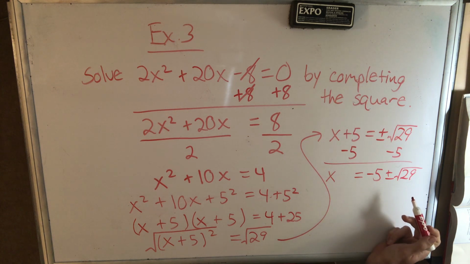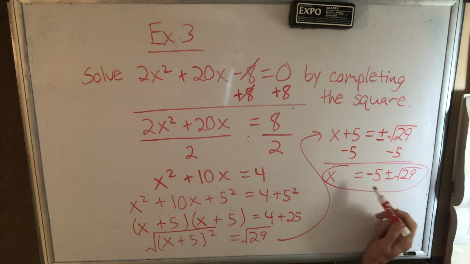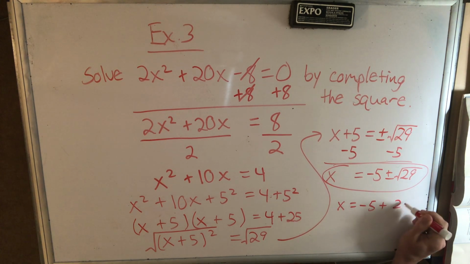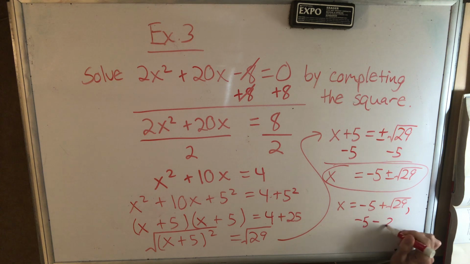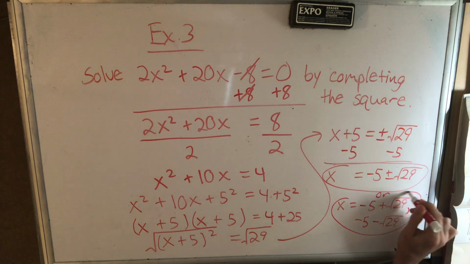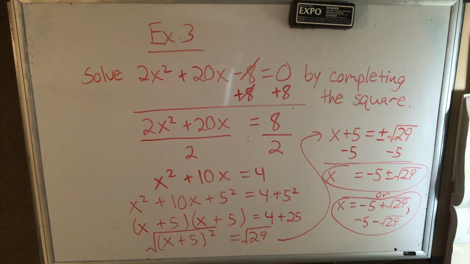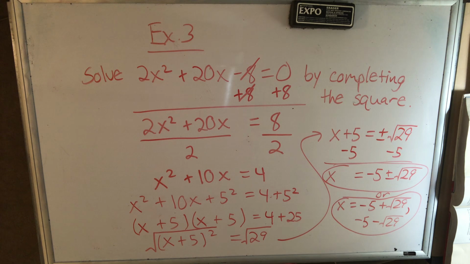So you can leave the answer like that. That's fine. But that's really two answers. x equals -5 plus square root of 29 and x equals -5 minus square root of 29. And you can check your answer by substituting in both of those answers for x in the original equation and seeing if you get a true equation, but that would be messy.